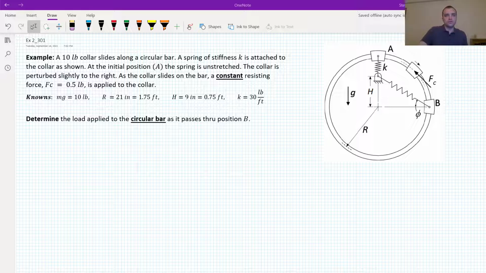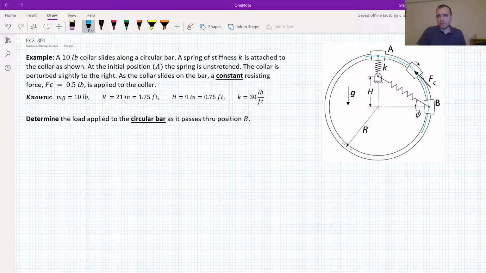Okay, so what do we have in here? We have our collar here, and that collar has weight, has mass 10 pounds. The collar weighs 10 pounds. And it is at rest at this position. And somebody just nudged it a little bit towards the right. And that little nudge causes the motion of the collar along this circular bar.